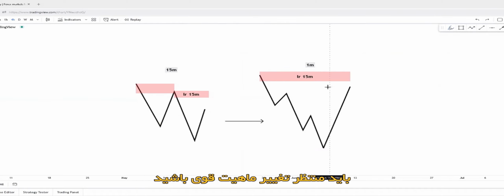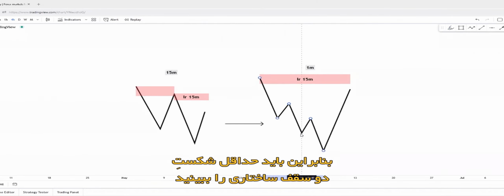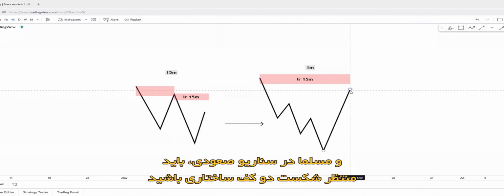Okay, so how can you actually trade this counter trend trade? You have to wait for a strong change of character. So you have to wait for at least 2 structural high points to be broken. And of course, on the long side, you have to wait for 2 structural low points to be broken. So these are vice versa.